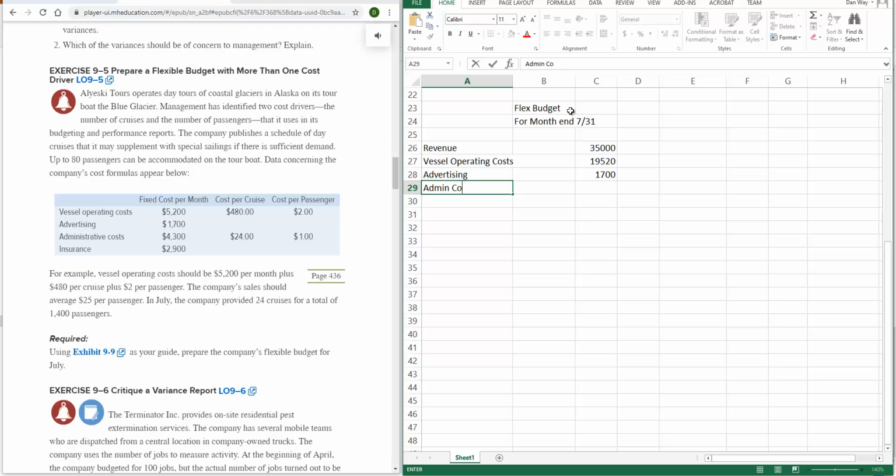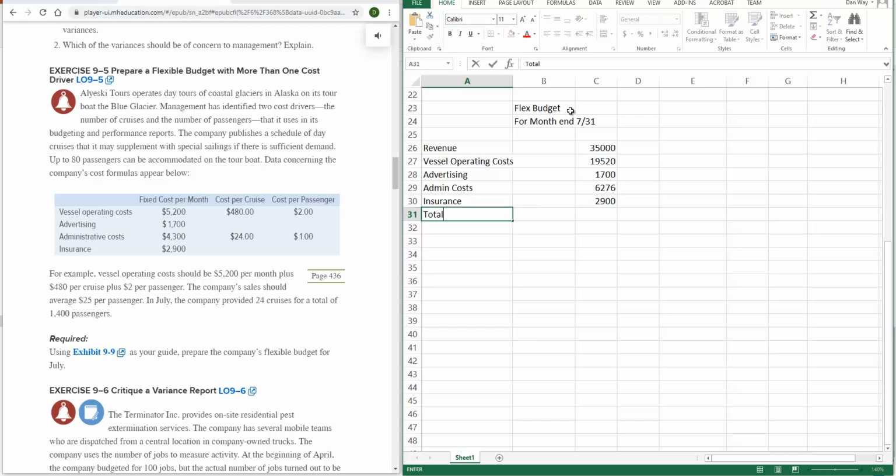We also had some admin costs to consider, and that again was mixed with the variable component depending on both measures of volume. So we've got the $4,300 fixed component plus $24 per cruise times the 24 cruises we ran plus $1 per passenger times the 1,400 total passengers that were on our cruise ships in this period. So total admin costs in the flex budget, $6,276. And then finally we had insurance, which looks like it's entirely fixed at $2,900.